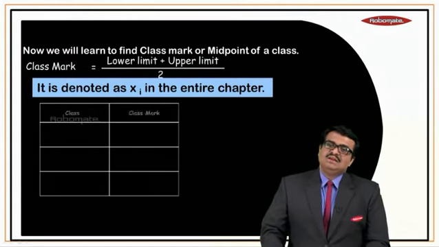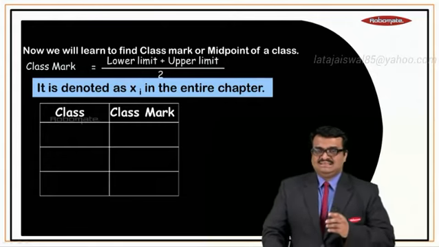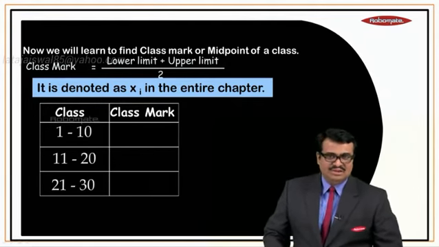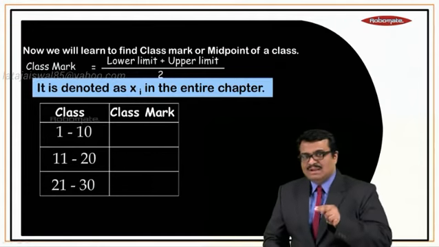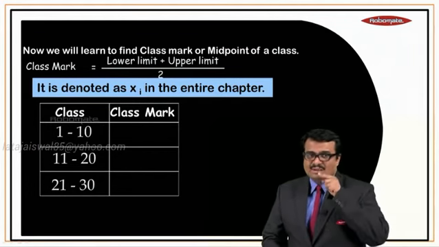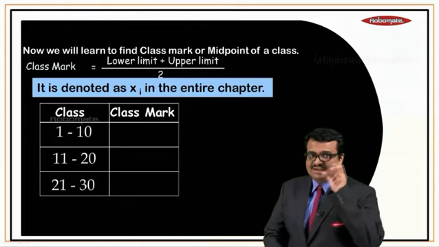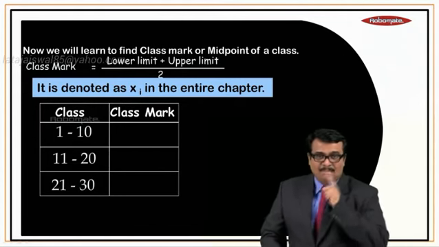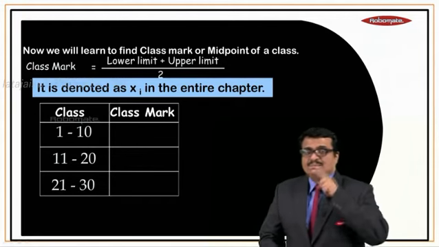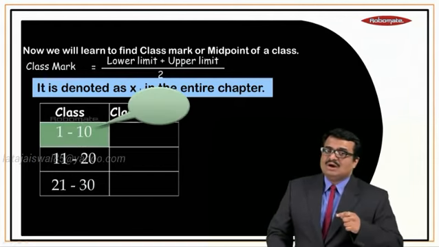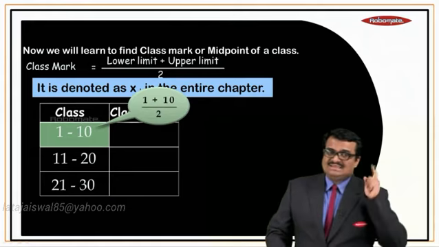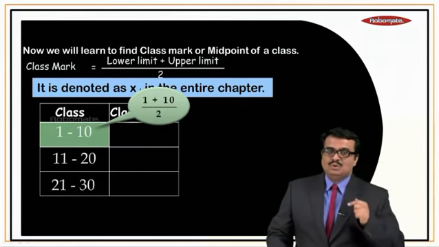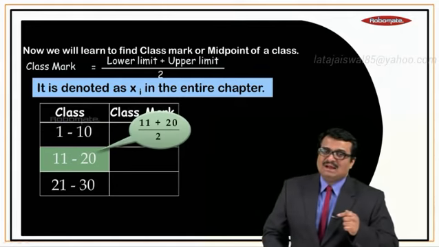Now, suppose these are the classes: 1 to 10, 11 to 20, 21 to 30. And what is the class mark? Lower limit plus upper limit upon 2. If you consider the first class, it is 1 to 10. The lower limit of the first class is 1, the upper limit is 10. So lower limit plus upper limit upon 2 means 1 plus 10 upon 2. 1 plus 10 is 11, 11 upon 2, the value is 5.5.